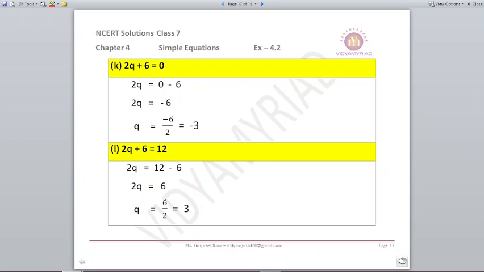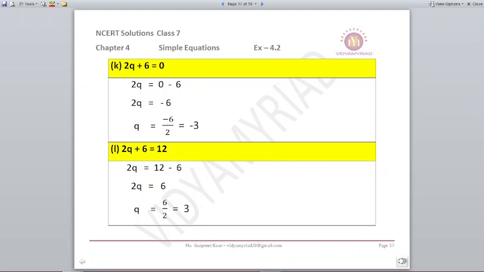Next, 2q plus 6 is equal to 0. The first step, remove 6 from the left hand side, take it to the right hand side, and plus will become minus, so it is minus 6. So 2q is equal to minus 6. There is 2 with the q in the numerator. On the other hand side, it will become in the denominator. So q is equal to minus 6 upon 2, which is equal to minus 3.